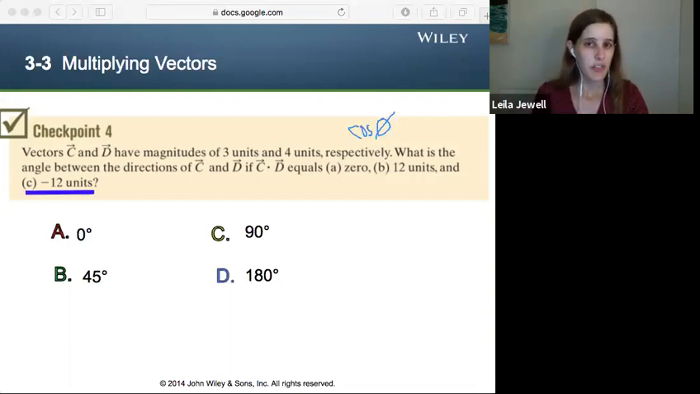Then finally, negative 12. How would we get a negative sign? Well, when is cosine negative? Cosine's negative if it is 180 degrees, or if the vectors are pointed exactly opposite each other. In that case, we would get a negative times the 3 times the 4 to get negative 12. So that one would be 180.